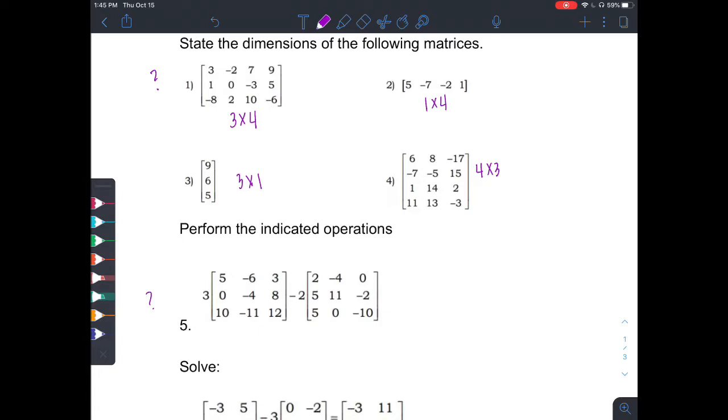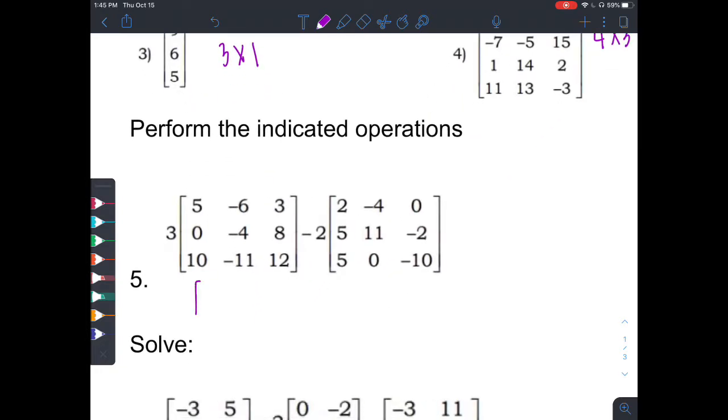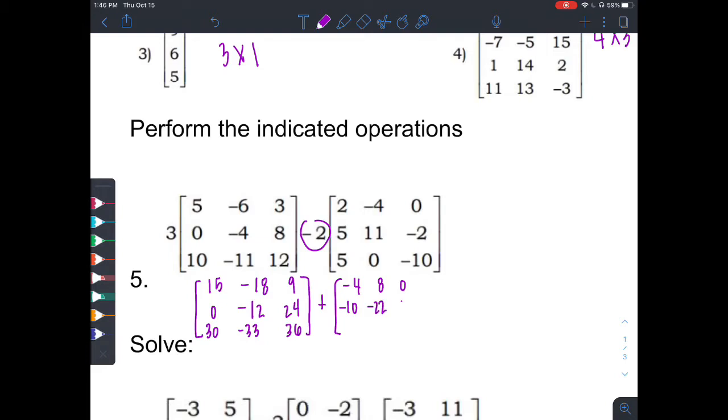What you should have done was multiply that all the way through, so we have 15, negative 18, 9, 0, negative 12, 24, 30, negative 33, positive 36. And that's minus, actually I'm going to make this plus and distribute a whole negative 2 through. So plus negative 4, 8, 0, negative 10, negative 22, 4, negative 10, 0, and 20.